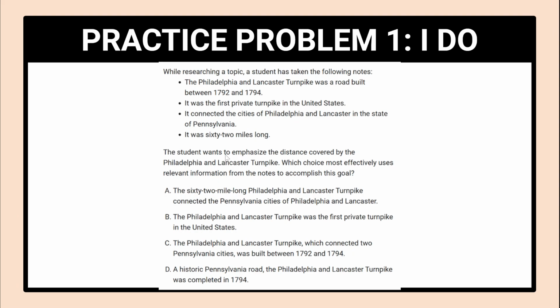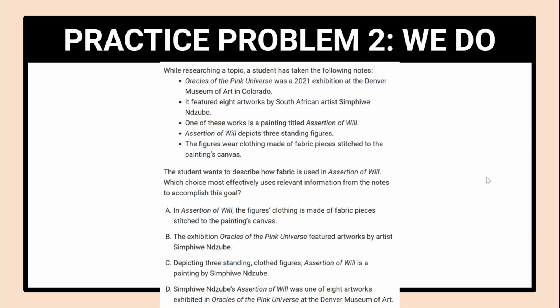Alright, so emphasizing the distance. B doesn't say anything about the distance, so we can rule that out. C doesn't talk about the distance at all, and neither does D. A is the only one over here that talks about the distance and actually emphasizes it by putting it in the very beginning, the 62-mile long. All right, now based on that, I want you to try this practice problem number two.